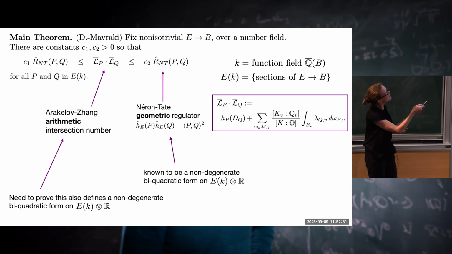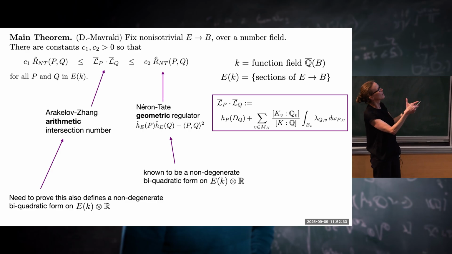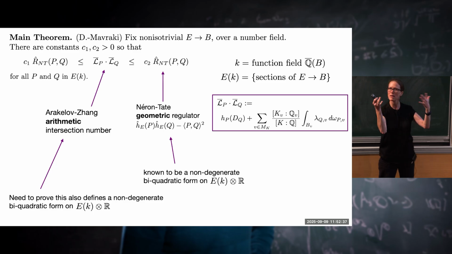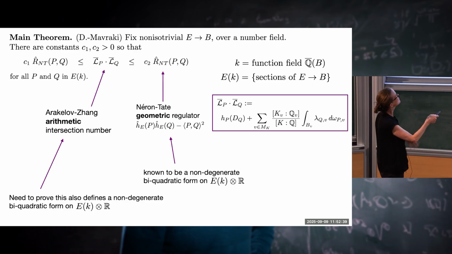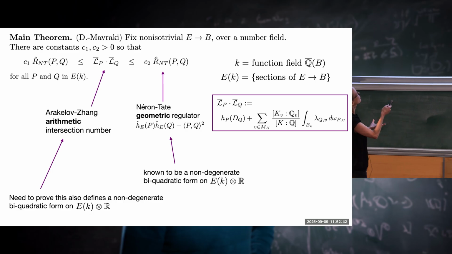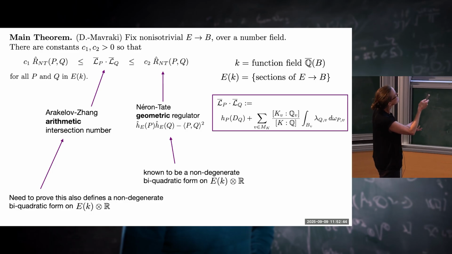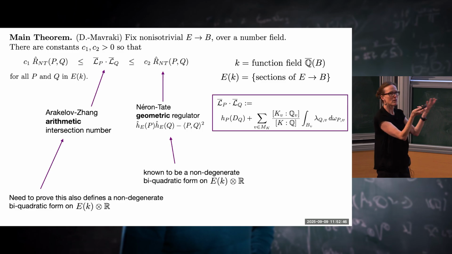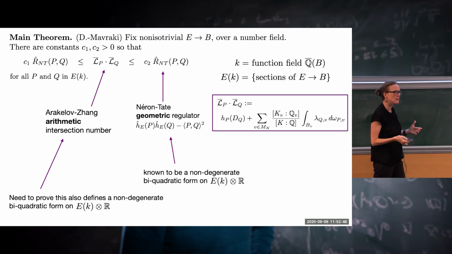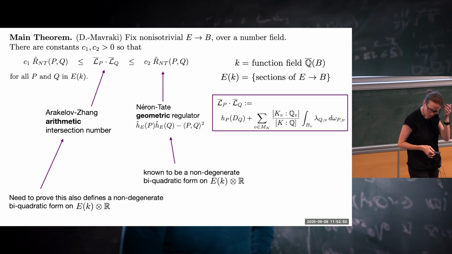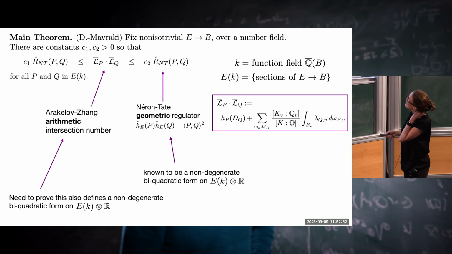And this quantity here is biquadratic. If you fix P, it's a quadratic form in Q. If you fix Q, it's a quadratic form in P. It's biquadratic, and it's known that it has the same non-degeneracy properties. That is to say, this vanishes only if the two vectors are linearly dependent over R. Okay, over R. All right, so this was known.